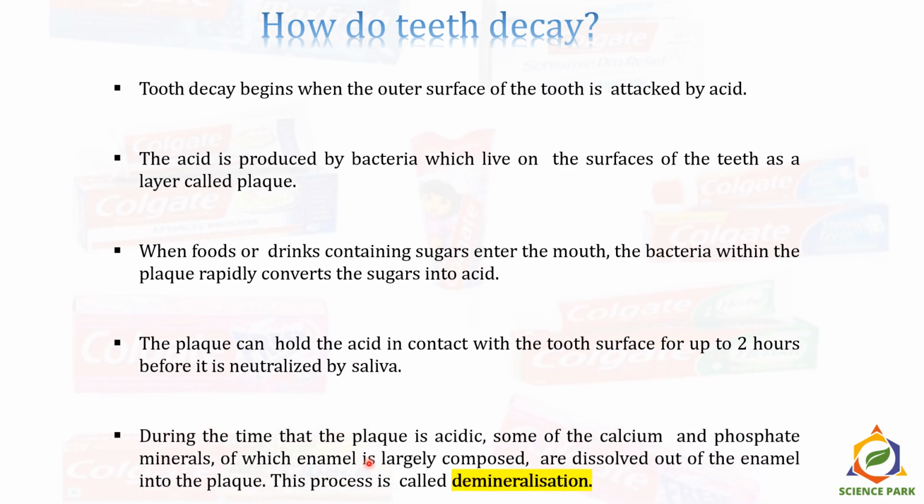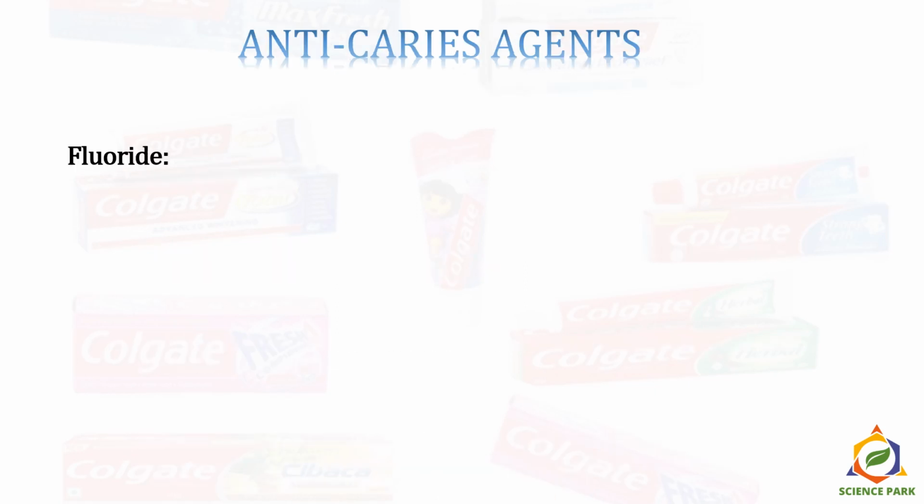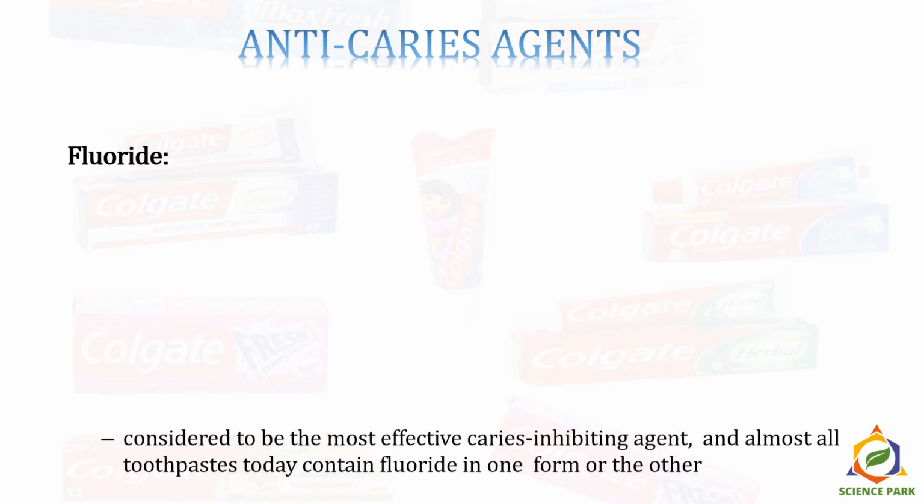During the time that the plaque is acidic, some of the calcium and phosphate minerals of which enamel is largely composed get dissolved out of the enamel into the plaque. This process is called demineralization.